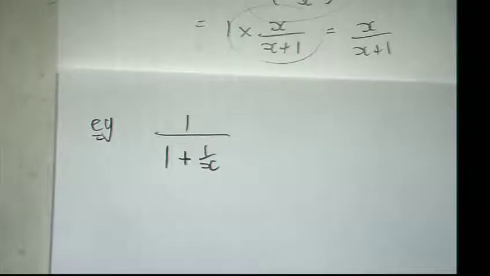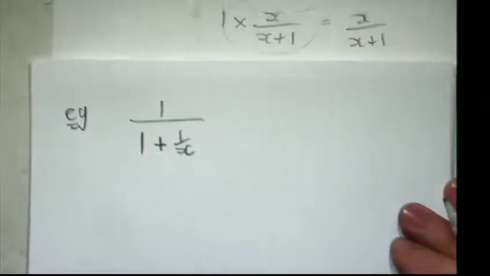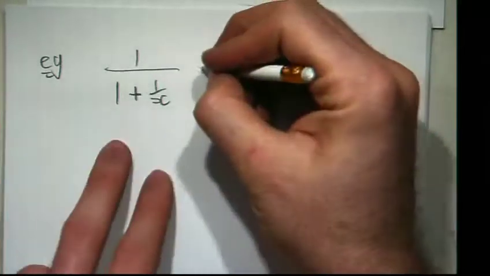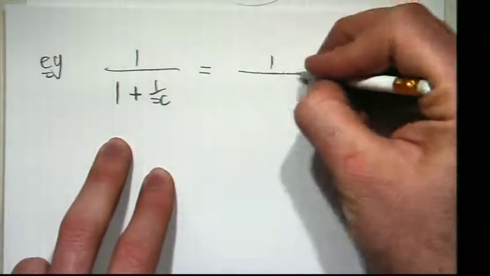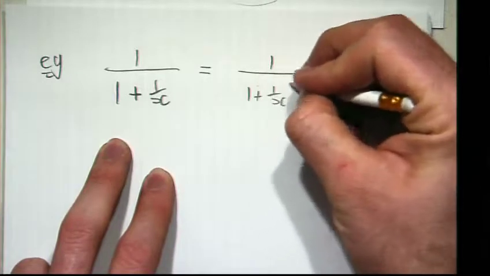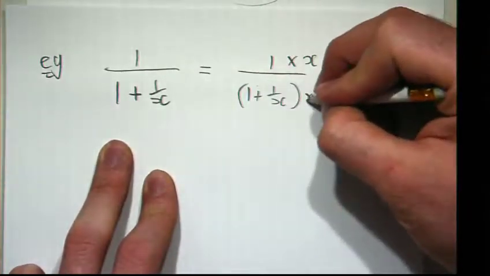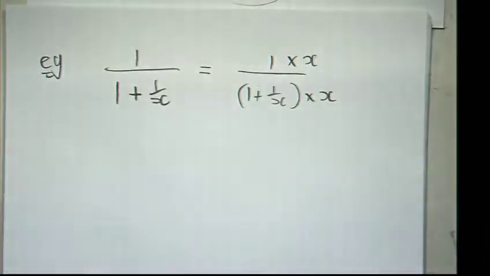But I also know that I am allowed to multiply the top and bottom of the fraction by whatever I want and it won't change the answer. So I could times them both by x. Why would I want to do that? Well, I'll show you why I would want to do that.